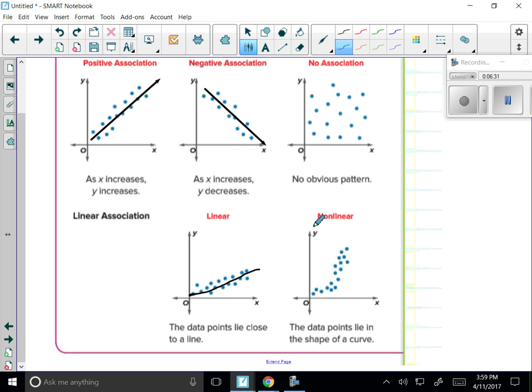Now over here we have nonlinear. The data points lie in the shape of a curve. I can't possibly draw a straight line through here. No matter where I start, it's just going to be a mess. So I would have to curve it, which gives me nonlinear data.